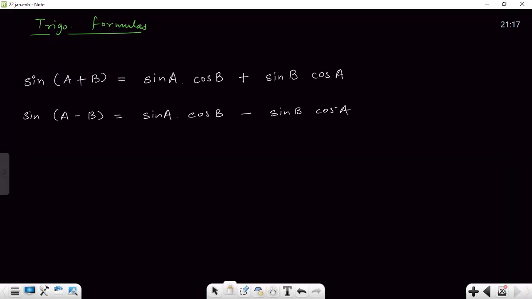Are you able to understand this formula? Should I explain with an example? Should I explain? Yes, sir.